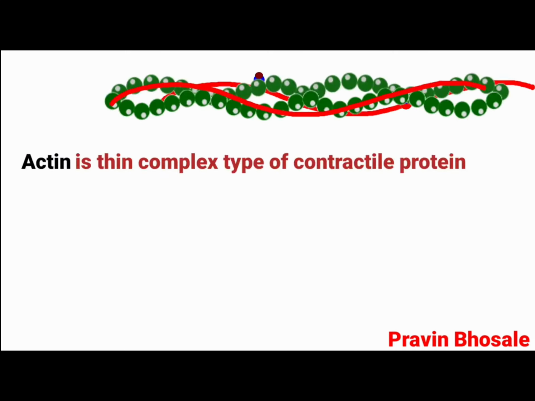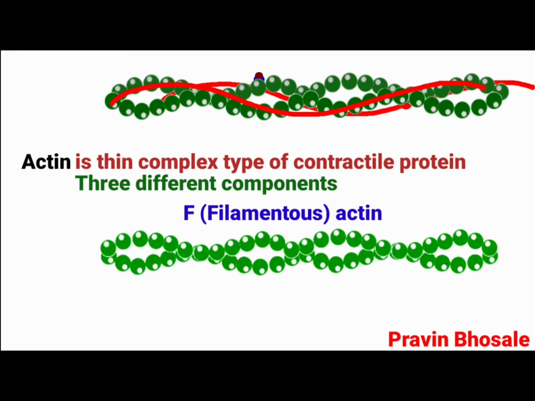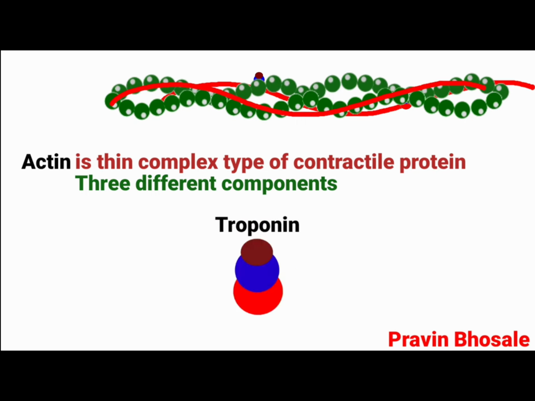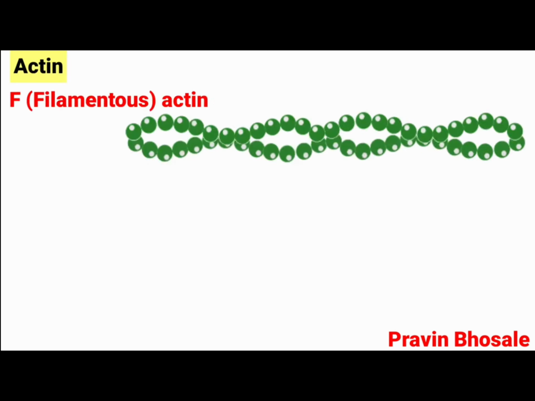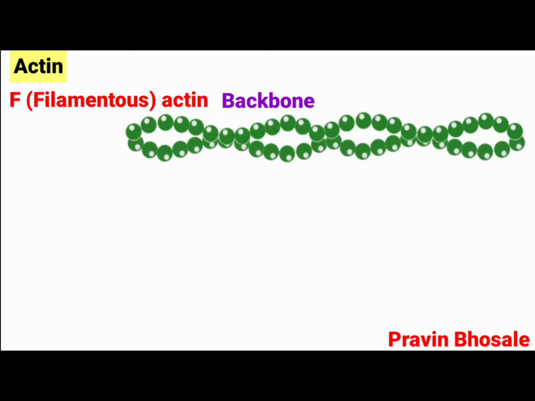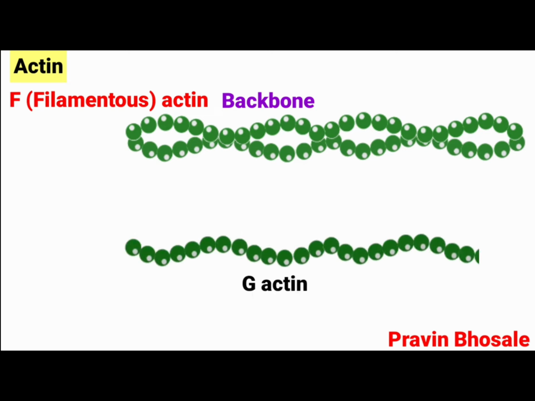Actin is thin. It's a complex type of contractile protein and it has three different components: F-filamentous actin, tropomyosin and troponin. F-filamentous actin is the backbone of the actin filament. Each F-actin is a polymer of monomeric G-actin, that is, globular actin. So these are globular actin.